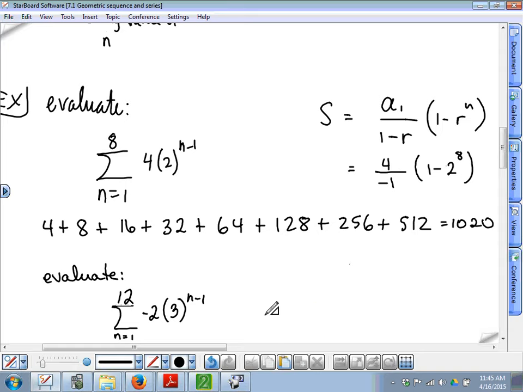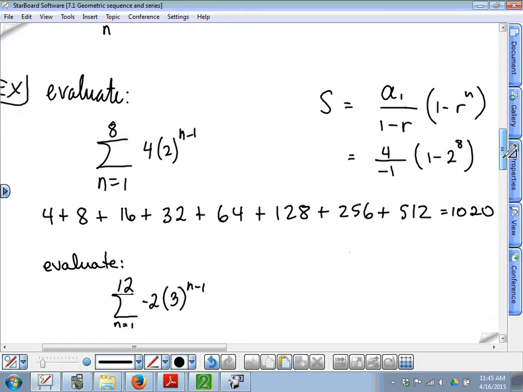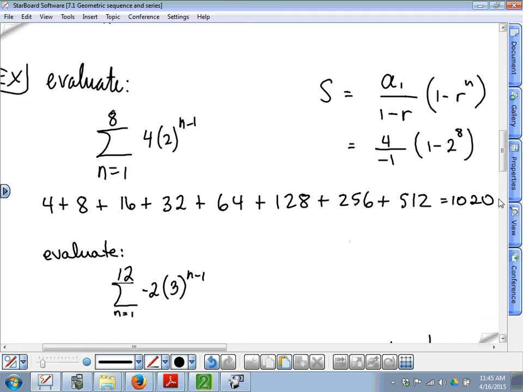Bless you. So here's one I want you guys to try on your own, right there. Evaluate that summation from 1 to 12. Negative 2 times 3 to the n minus 1.